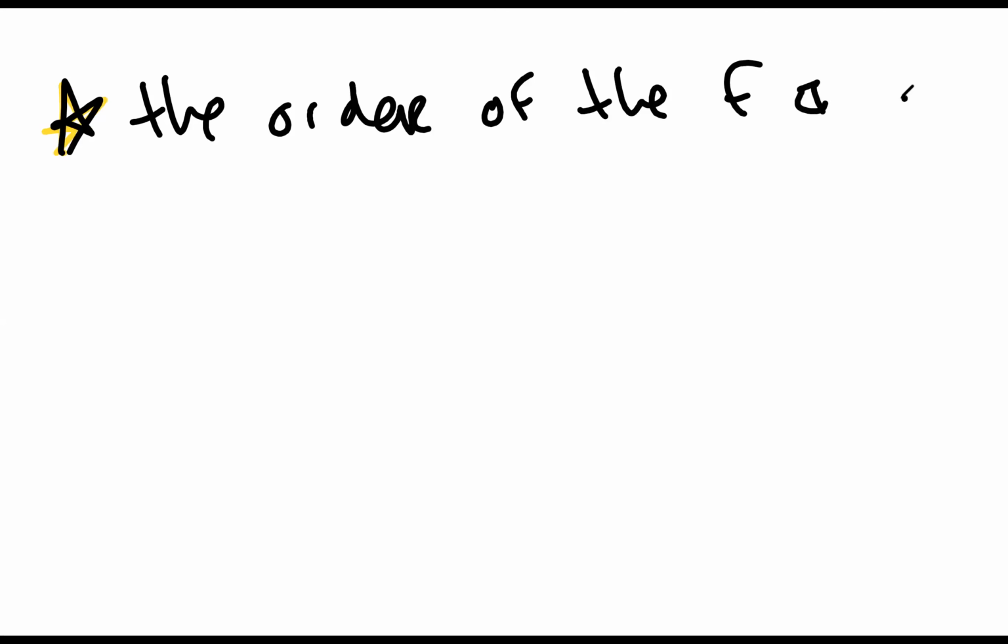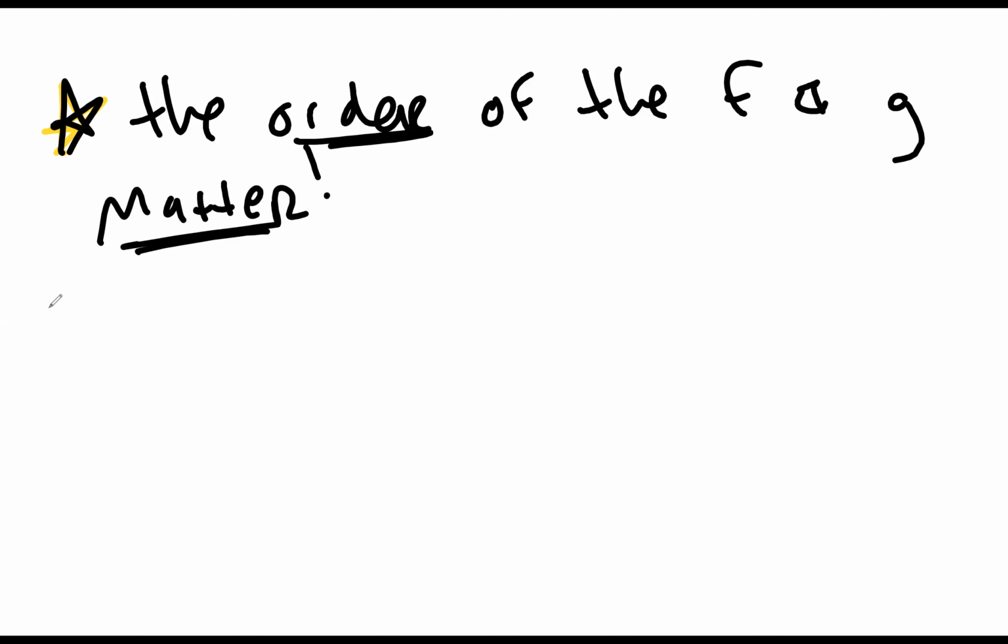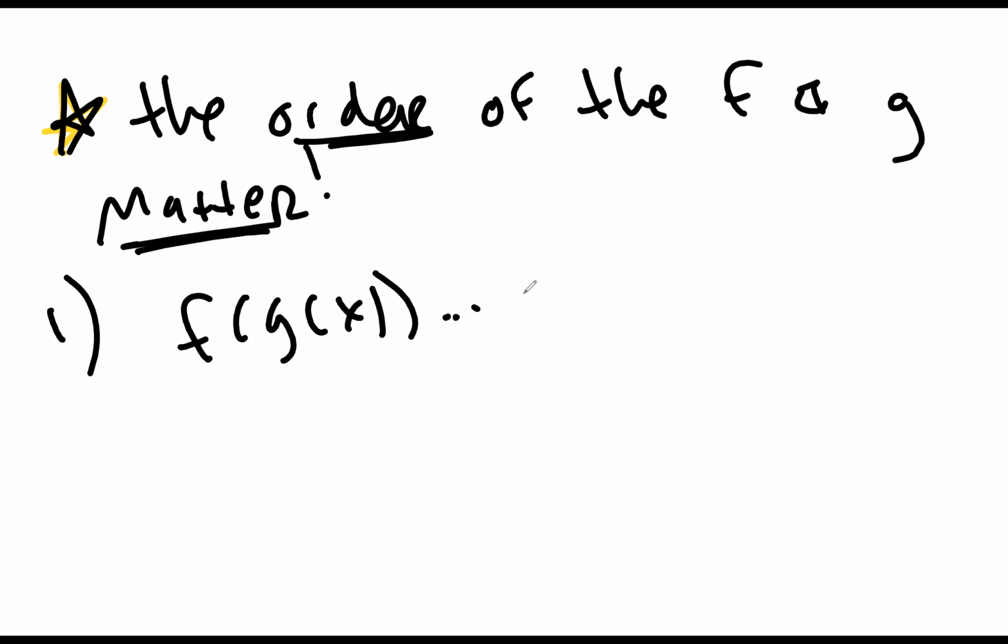We're going to say that the order of the f and the g absolutely matter. I'm going to show you. They matter, so we have to be careful. The order matters. So if we say f of g of x, what we are doing is we are putting x into g. And you can see that x is going into g.